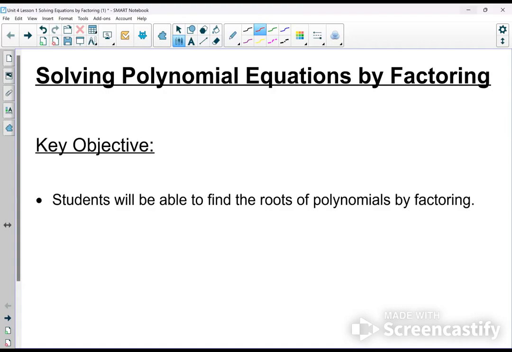Today we're going to talk about solving polynomial equations by factoring. Factoring is an essential skill, something you need to know, and we are going to be relying a lot on information we've already learned for today's lesson.